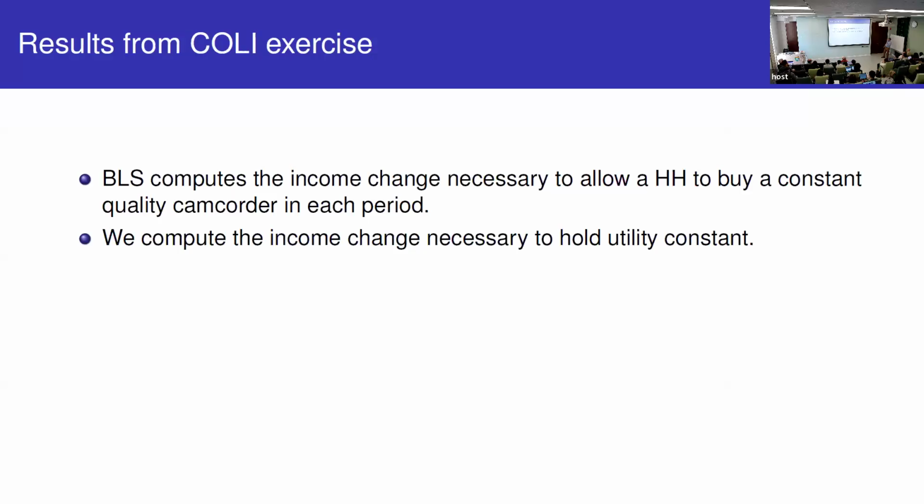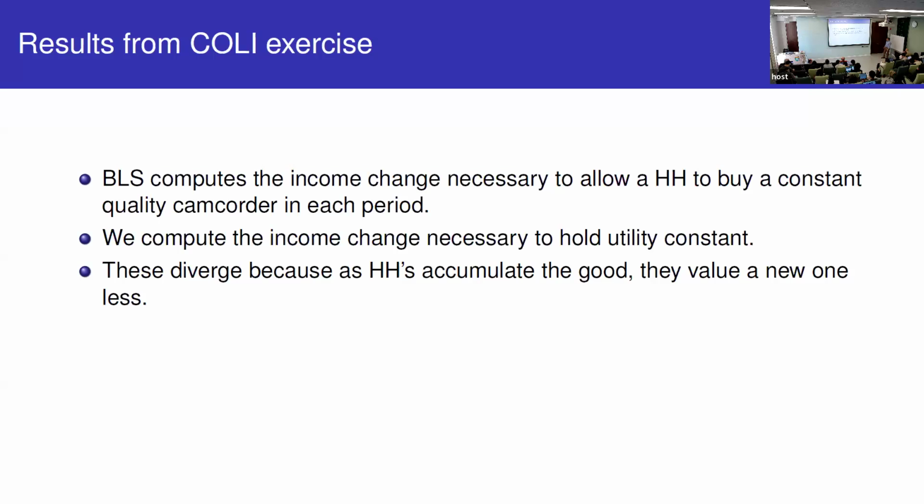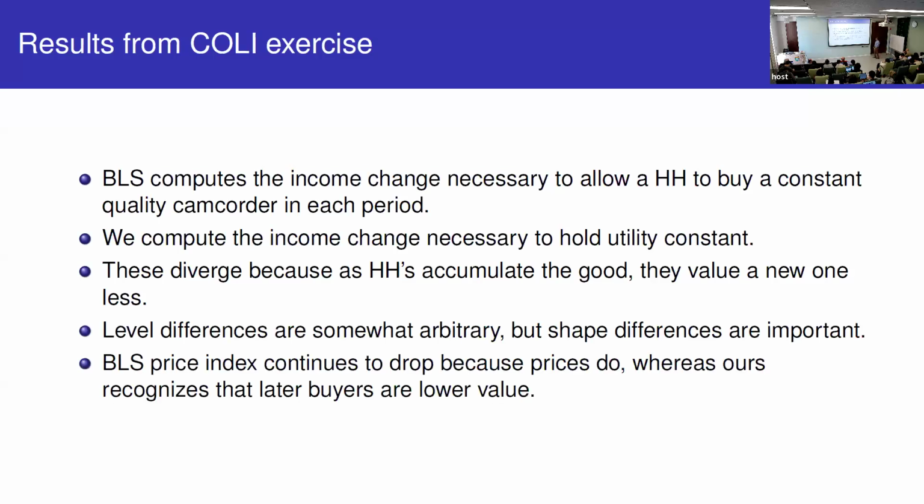Okay, so we say the BLS computes the income necessary to allow a household to buy a constant quality camcorder each period. We compute the income change necessary to hold utility constant, and those are different. And ours has more attenuation at the end than theirs does. And then, yeah, this is just saying what I just said out loud.